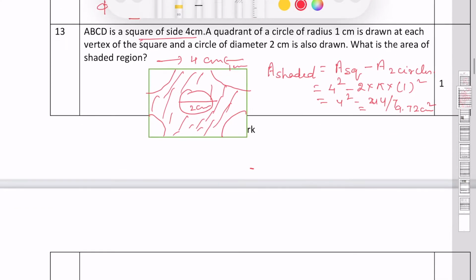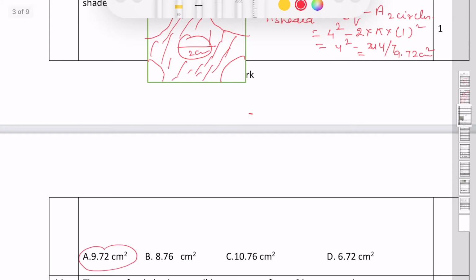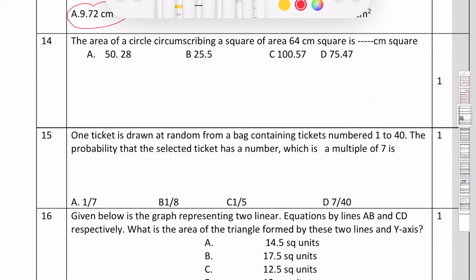Question number 14. The area of a circle circumscribing a square. So it is a square and a circle, and we have to find out the area of this circle. So first find out, if it is a square of area 64, that is side square, so this side is 8 centimeter.